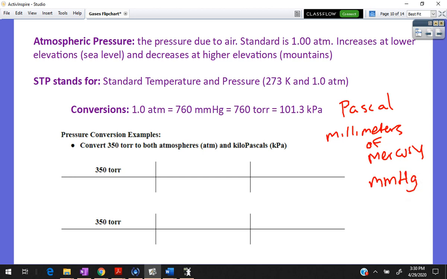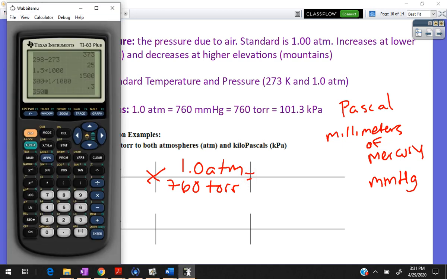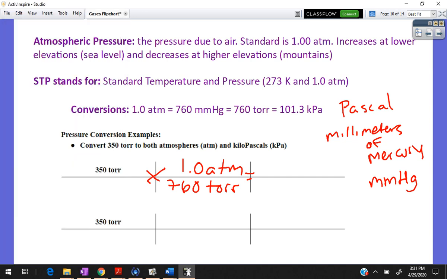So to convert these problems, again, dimensional analysis is what we need. If I'm given 350 torr and I want to convert to atmospheres, I can put 760 torr on the bottom, and I know 1 atmosphere can go on top. So I'm going to multiply here. So 350 times 1, because times the top, divided by the bottom, 760. And I get 0.461 atmospheres, ATM.